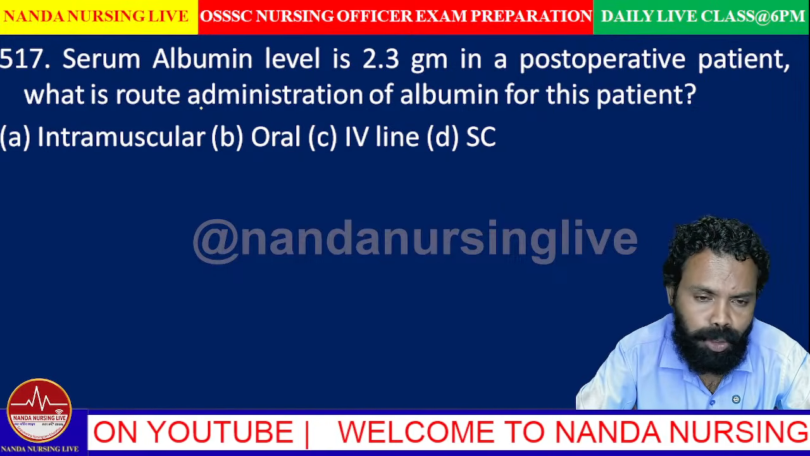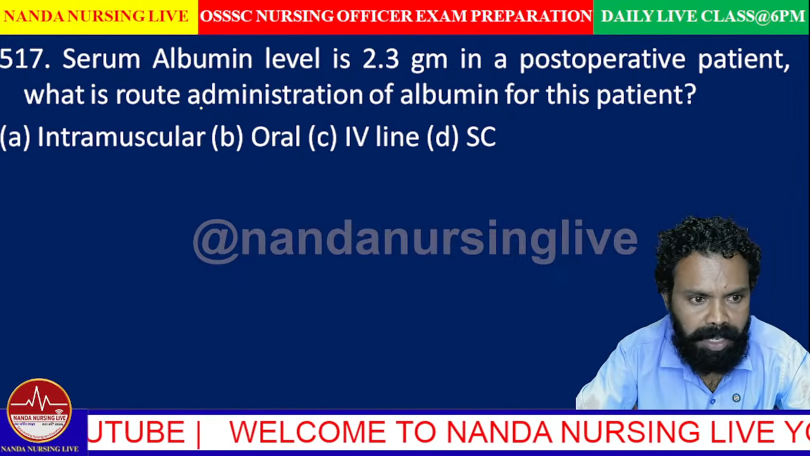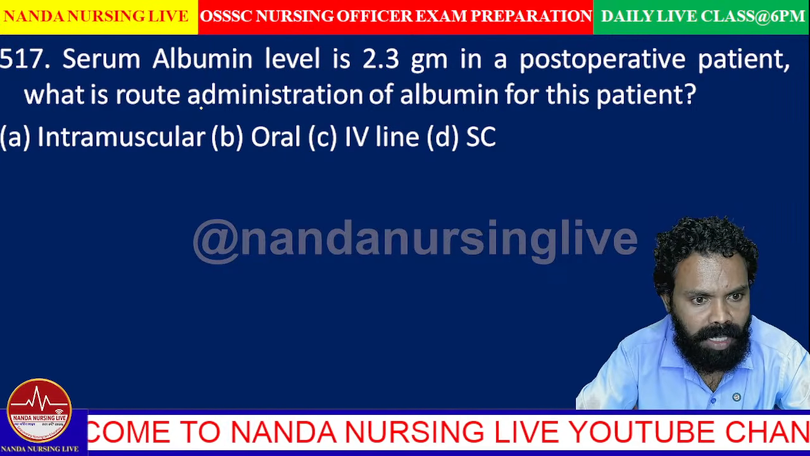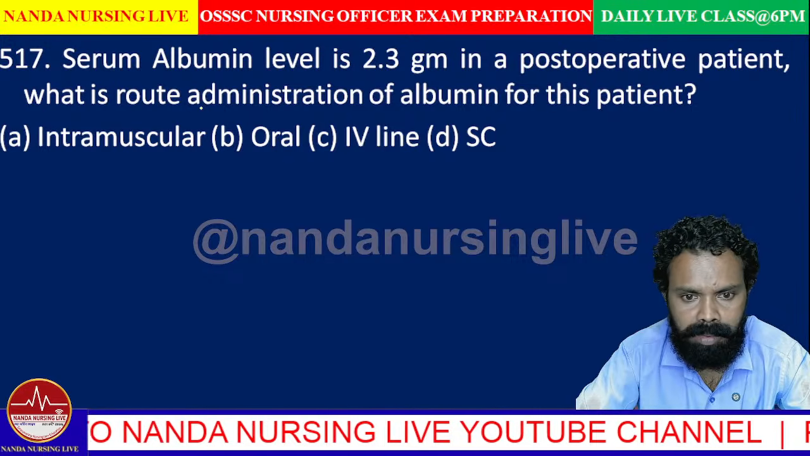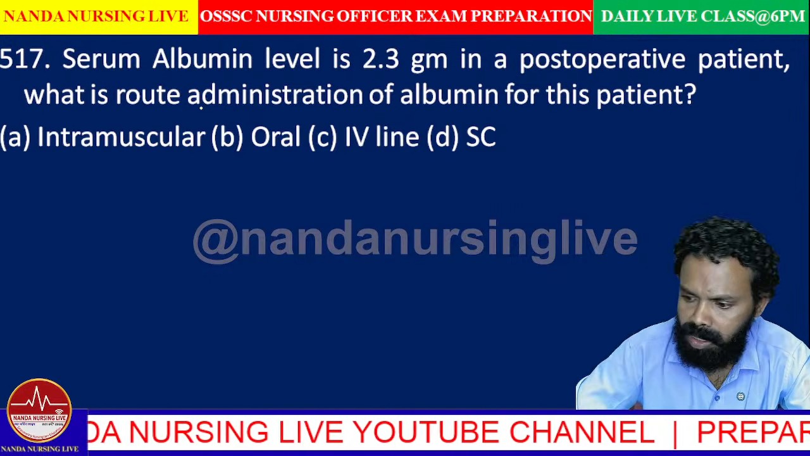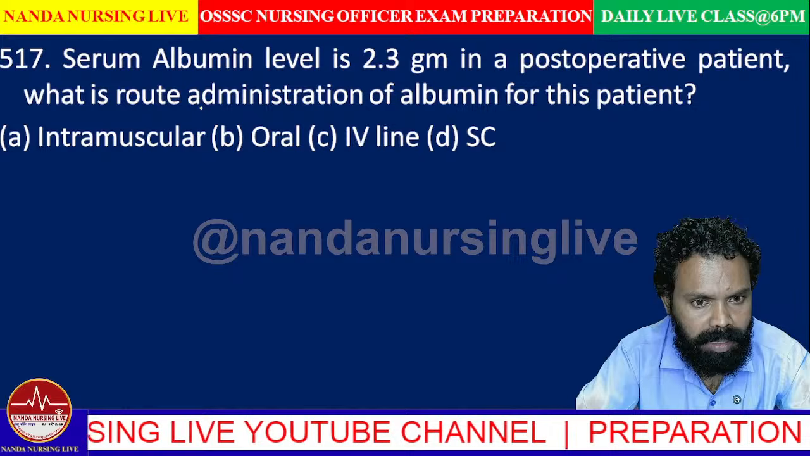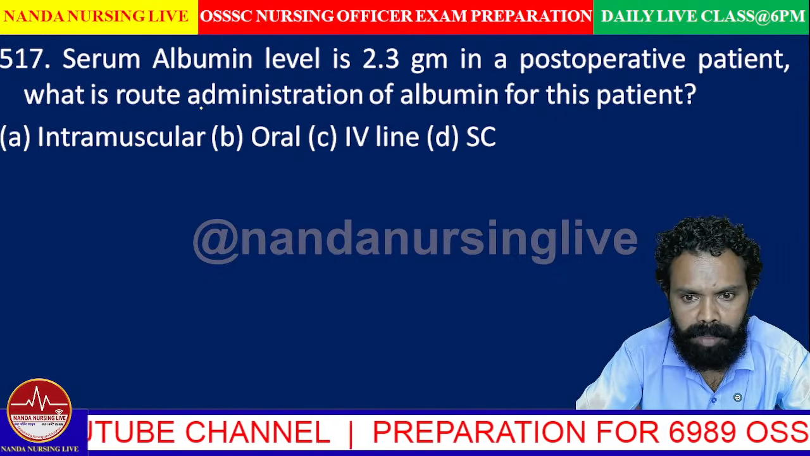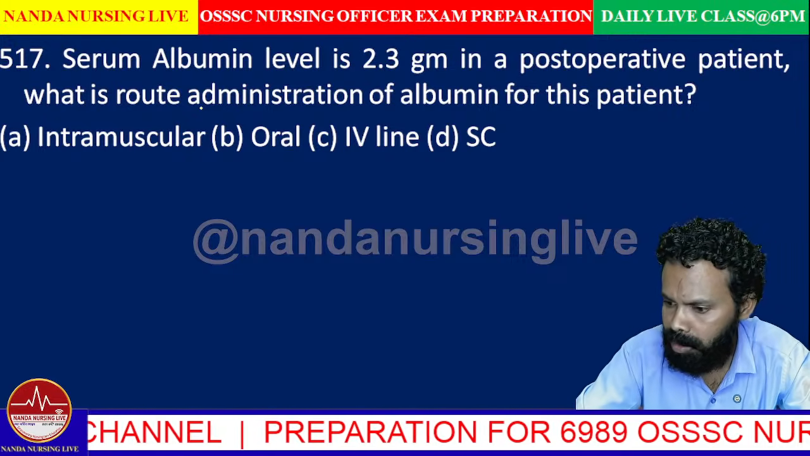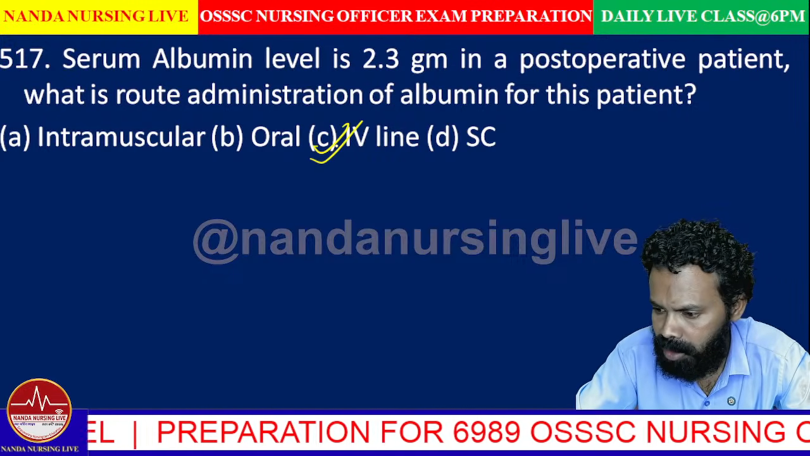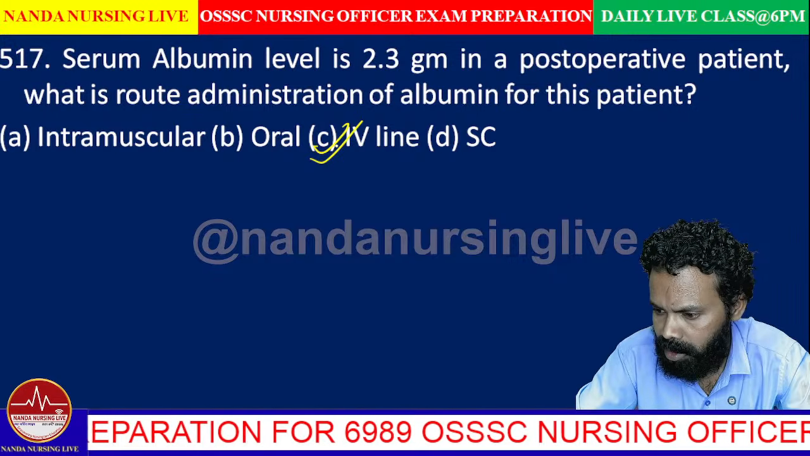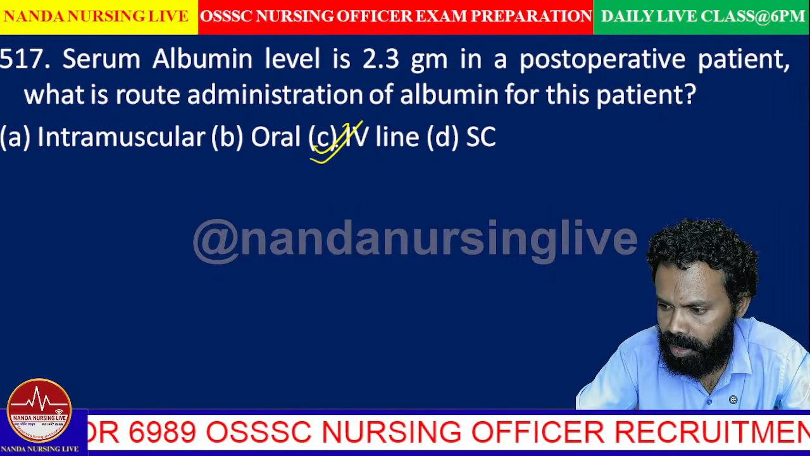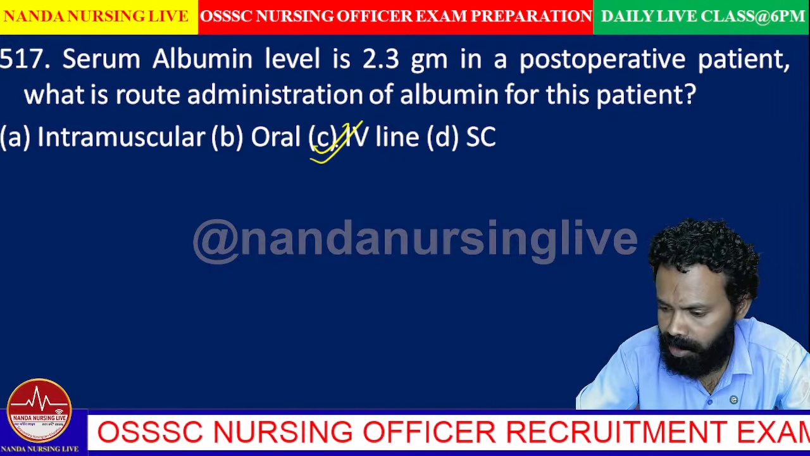Next question, question number 517. Serum albumin level is 2.3 gram in a post-operative patient. What is the route of administration of albumin for this patient? Option A is intramuscular, option B is oral, option C is IV line, option D is subcutaneous. Which option is the correct answer? Option C, IV line. It is given intravenously, right? Option C is the correct answer.